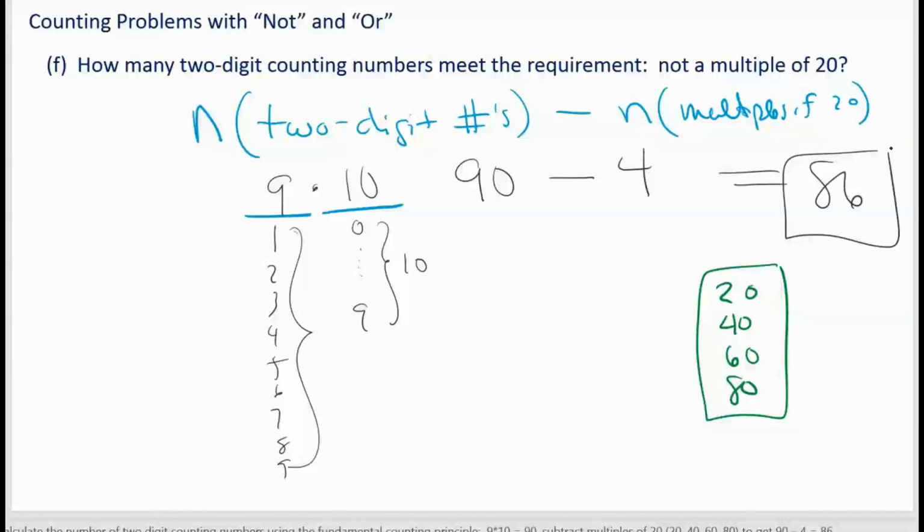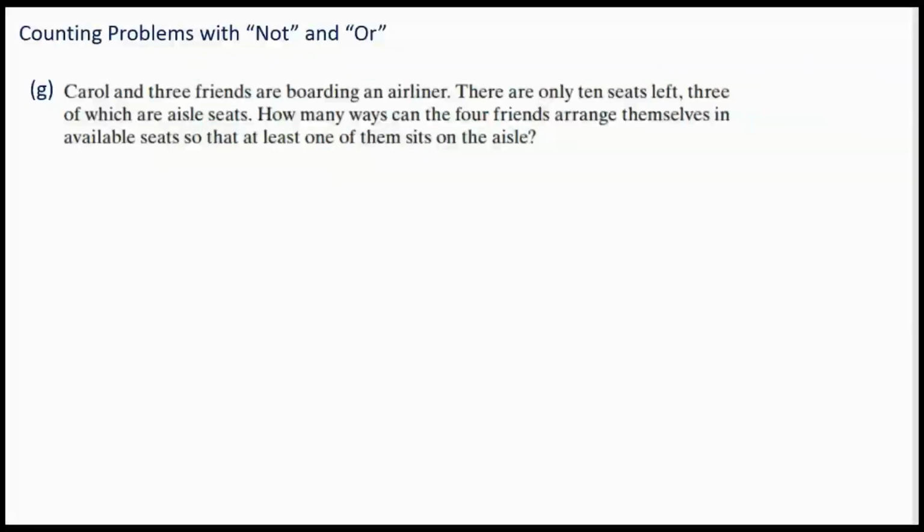Ready to try another problem? Let's do it.